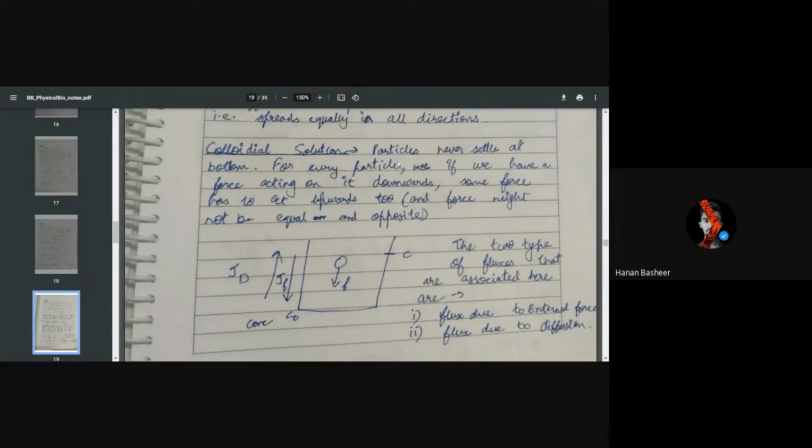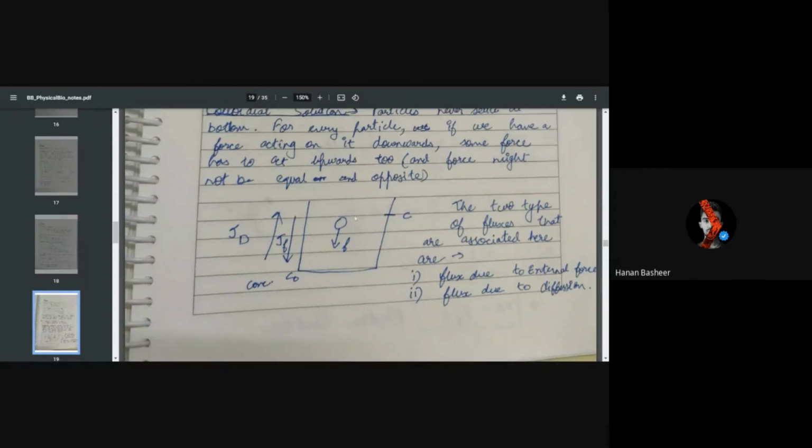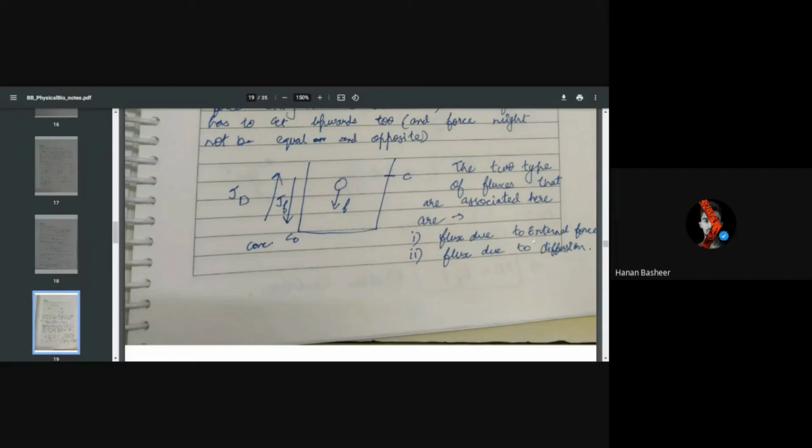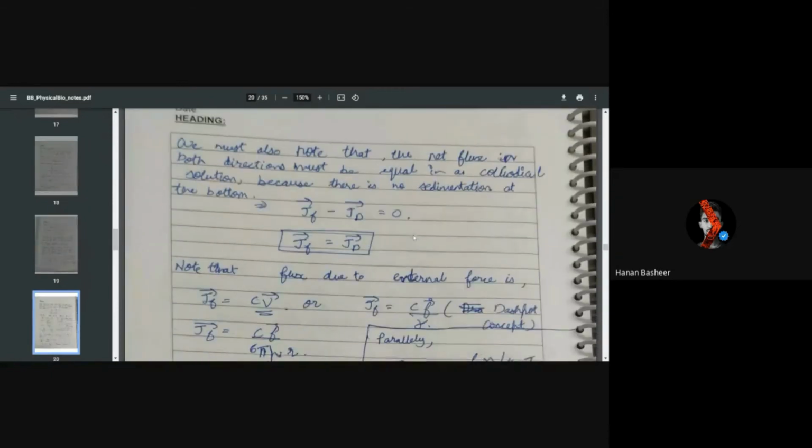Colloidal solution. Particles never settle at the bottom. For every particle, if we have a force acting on it downwards, some force has to be acting upwards too, and the forces might not be equal and opposite. So these are the two forces which can act. One is the force mg, which we know. Then there is the drag force upwards, and this is the JF. So this is due to the external force which we are applying. So one is the flux due to external force, and one is the flux due to diffusion.